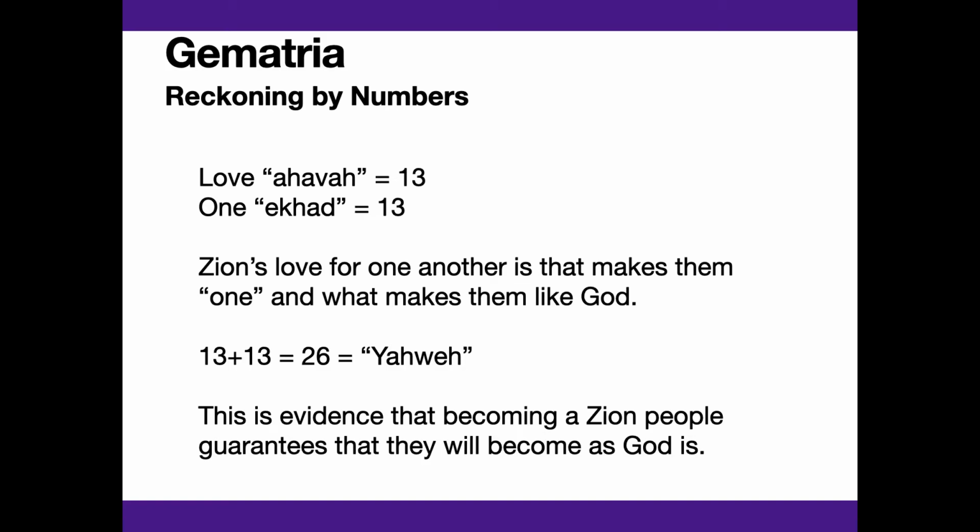So if we take love and oneness and add those together, it equals 26, which Yahweh, that's the term for Jehovah, Yahweh equals 26 as well. So this is evidence that becoming a Zion people guarantees that they will become as God is.